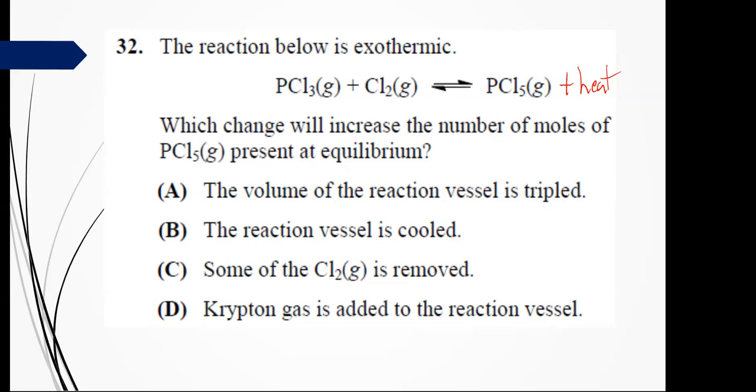So if the volume of our reaction vessel is tripled, which direction are we going to shift? If our volume goes up, do we shift towards the side with more gas or less gas? We need to shift to the side with more gas, right? Volume is going up, so pressure is going down, so we need to recover that pressure. So we will shift towards our reactants when our volume goes up because we're going to try to recover that pressure.